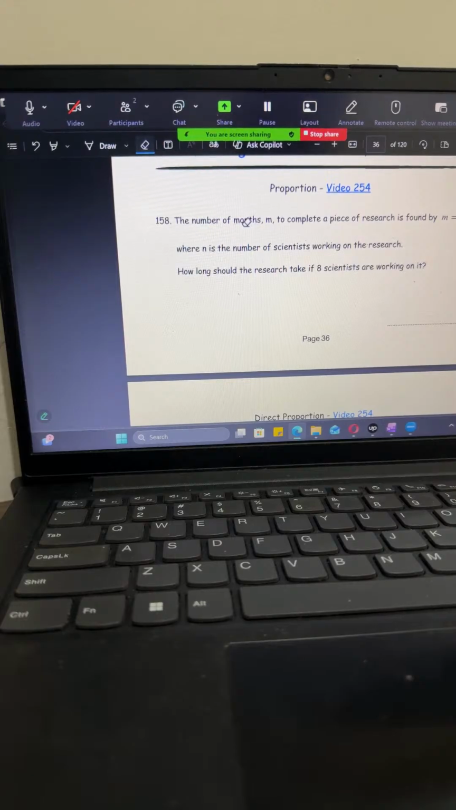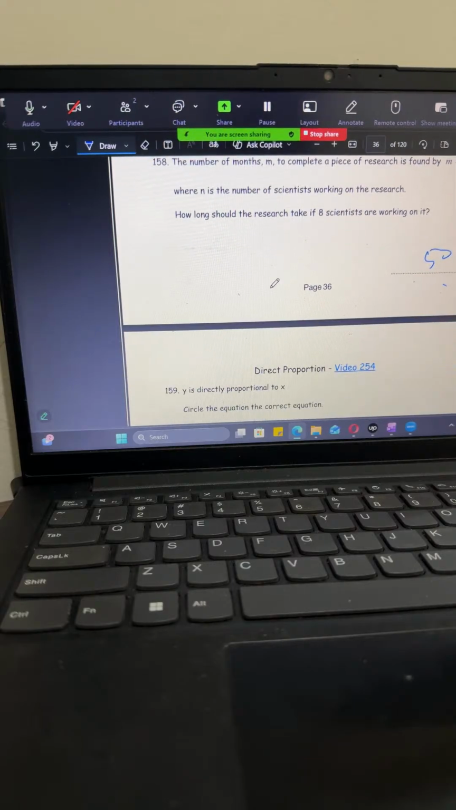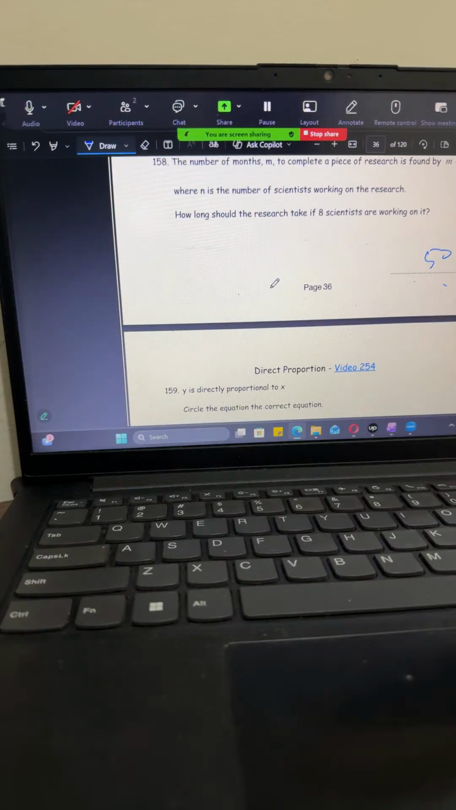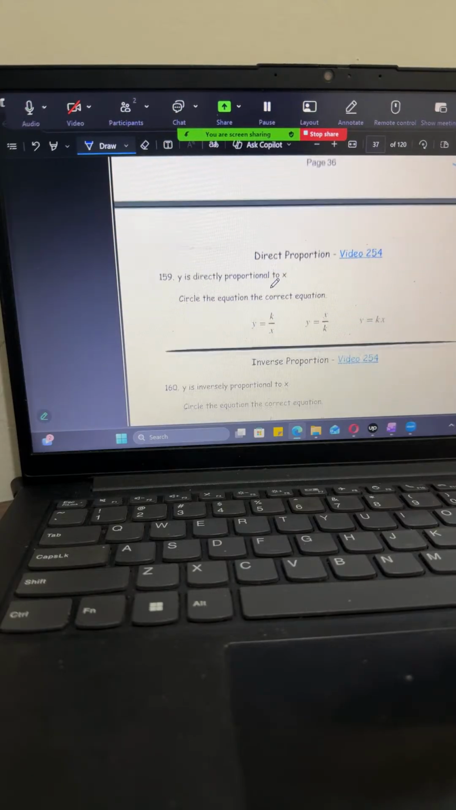Where n is the number of scientists working on the research. How long should the research take if 8 scientists are working on it? So m equals 400 over 8. Well done. Which is 50. So it will take around 50 months to complete the piece of research.